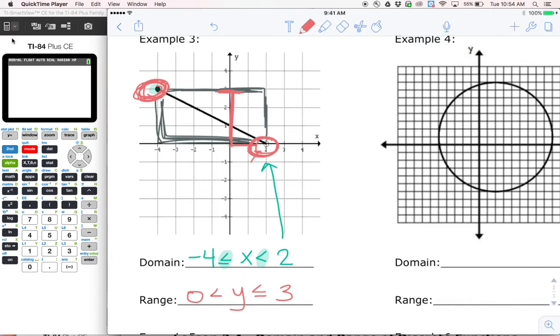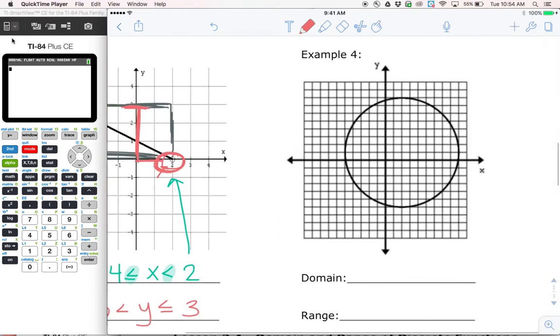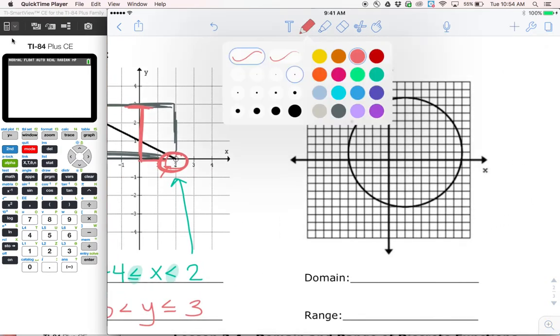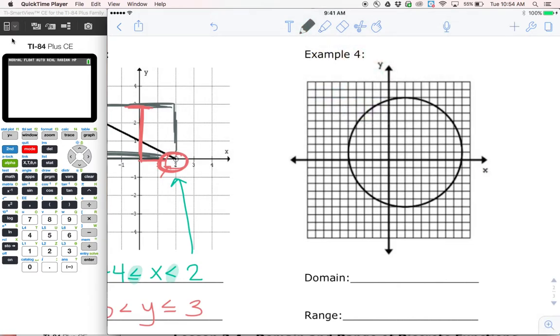All right, example number 4. This one, we don't have a line, we have a circle. Guys, the same principles apply. And again, to help out my brain, I'm going to frame this out with my special little rectangle here. This really just helps me see the boundaries of the graph that I am looking at.